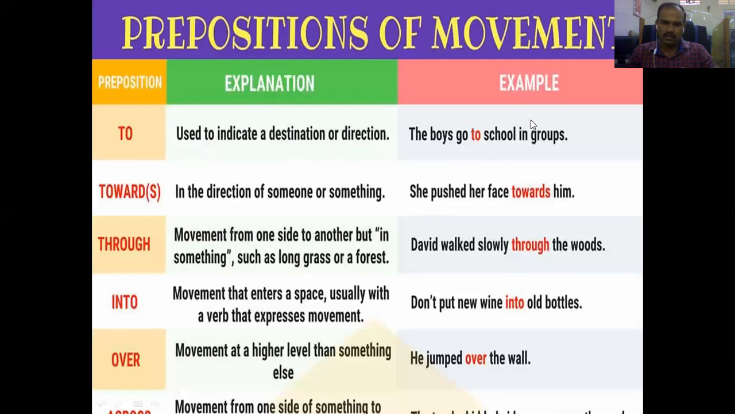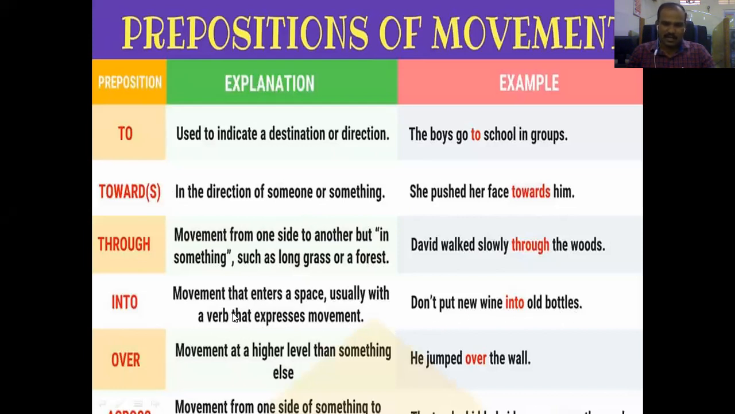To school, च्या दिशेनं. Towards, in the direction of someone or something. She pushed her face towards him. Through, movement from one side to another, but in something such as long grass or a forest. David walked slowly through the woods. Into, movement that enters a space, usually with verbs that express movement. Don't put new wine into old bottles.